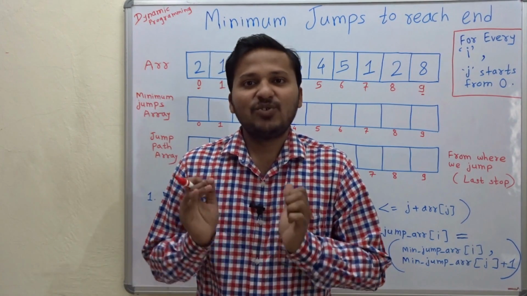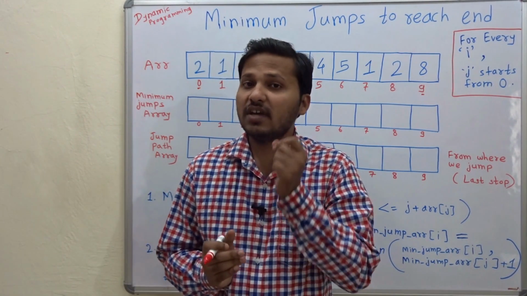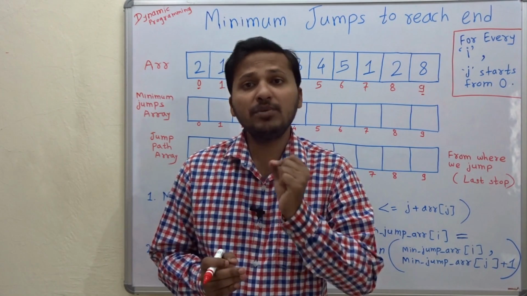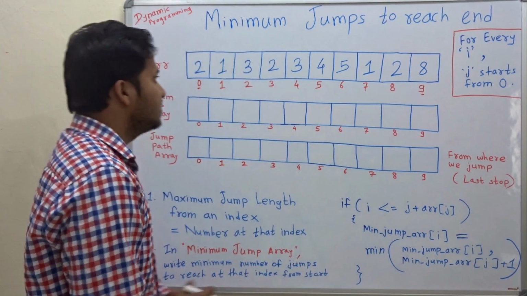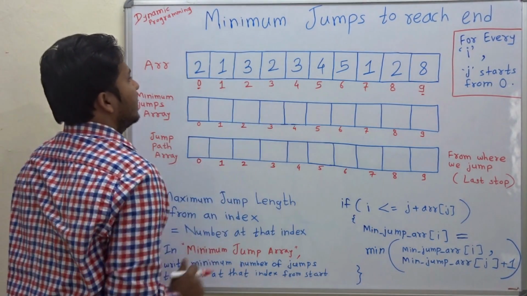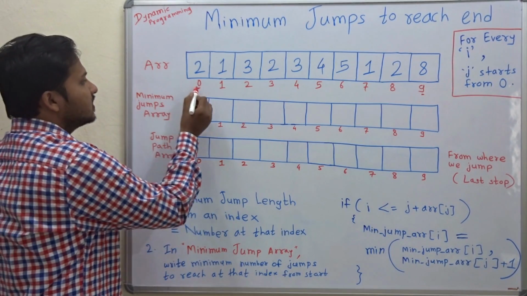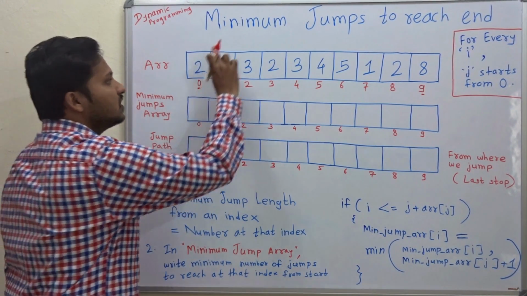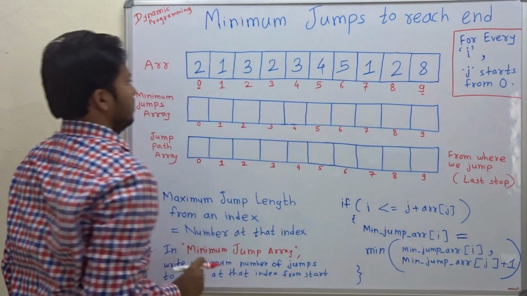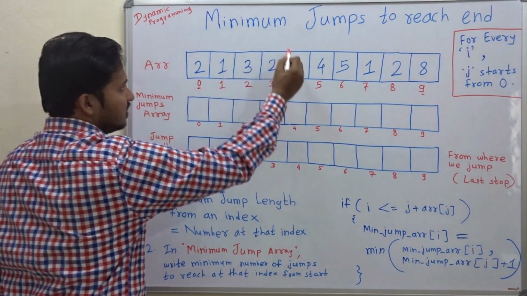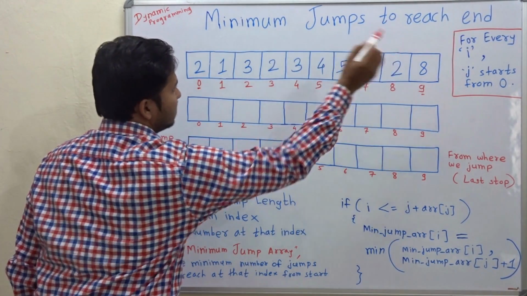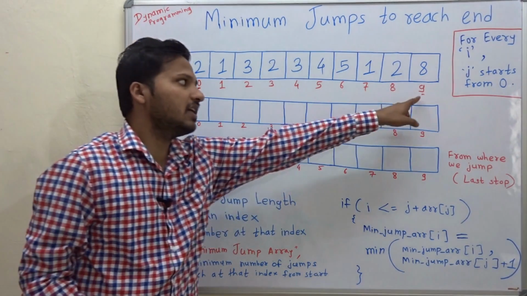Hello friends, today we are going to see how to reach the end of the array with minimum number of jumps. So let's see. This is the array and you can start at index 0 and you have to reach up to index 9. You can take jumps in this array from place to place and you can reach 9.